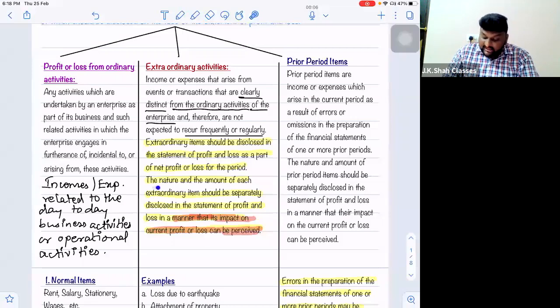But the nature and the amount of each extraordinary item should be separately disclosed in the profit and loss statement in a manner that its impact on the current profit or loss can be perceived. So technically, you have to give a separate disclosure of the nature and amount. Nature and amount means what type of income or expense it is. That has to be separately shown in the profit and loss account, followed by its amount. And you have to show it separately so that if a user goes through your financial statements, then he or she can understand that before these items, this is your profit. After these items, this is your profit.